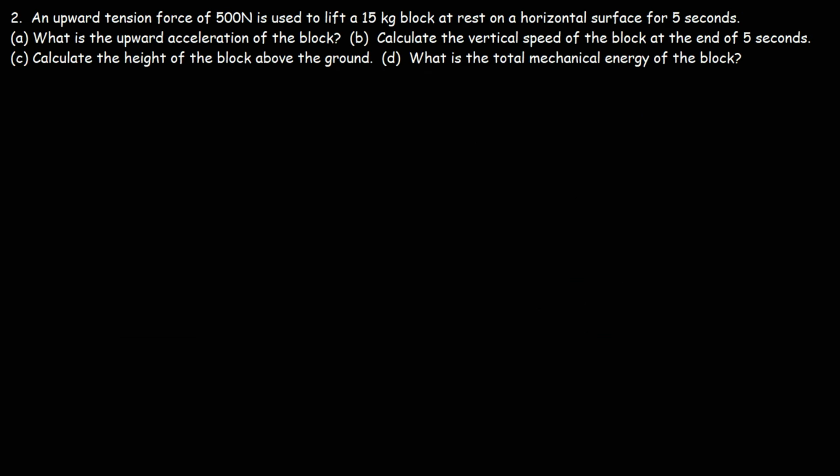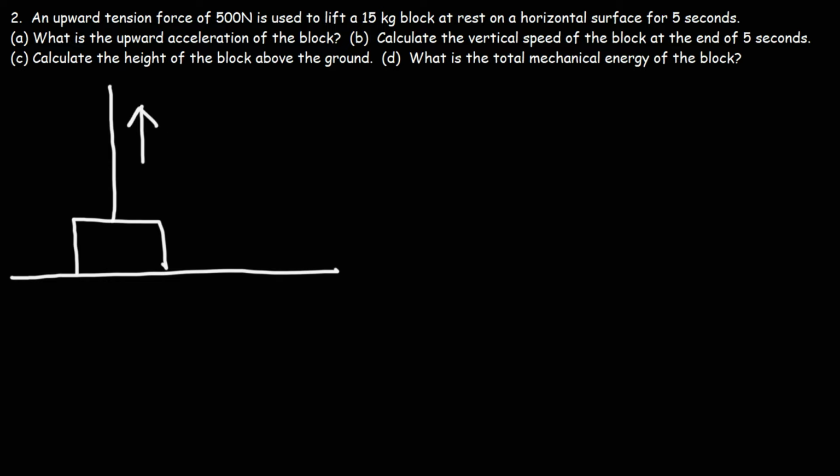Now let's look at this problem. An upward tension force of 500 newtons is used to lift a 15 kilogram block at rest on a horizontal surface for 5 seconds. So let's draw a picture. So here's the block, and we have a rope that we're going to use to pull up the block. So we're going to apply an upward force of 500 newtons. And the mass of this block is 15 kilograms. Now we're going to apply this force for 5 seconds.